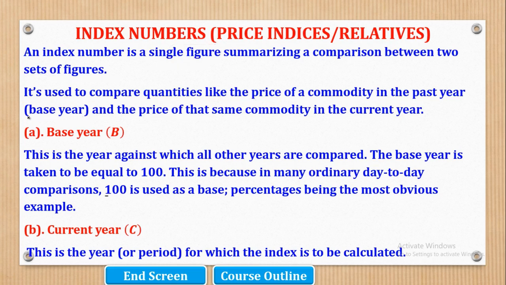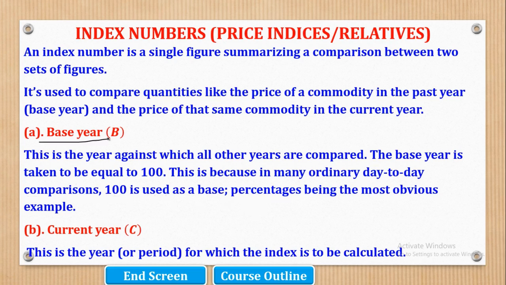So now we have seen 2 terms: base year and current year. A base year, denoted by the symbol capital B, is the year against which all other years are compared, and the base year is taken to be equal to 100. Here there is no percentage. Most students get confused and put a percentage, which is not okay. We shall see where to put a percentage. This is because in many ordinary day-to-day comparisons, 100 is used as the base. For example, percentages go up to 100.